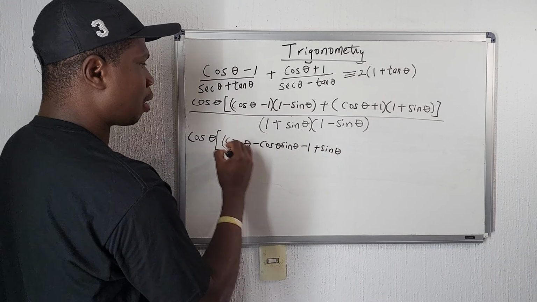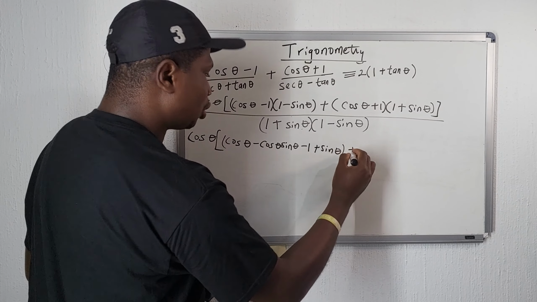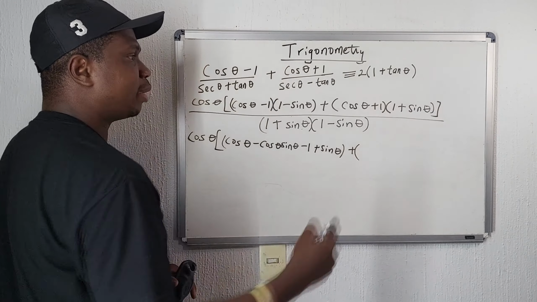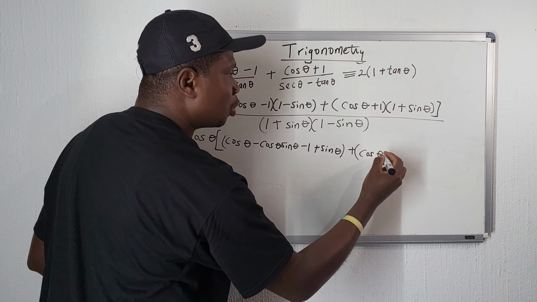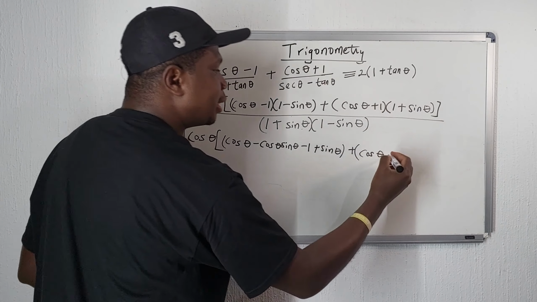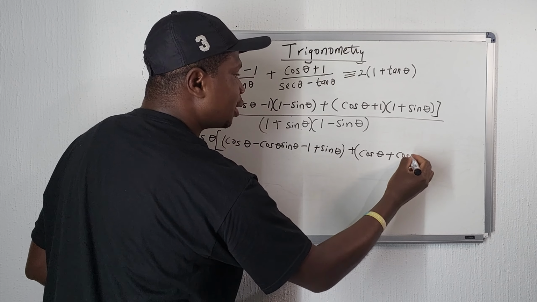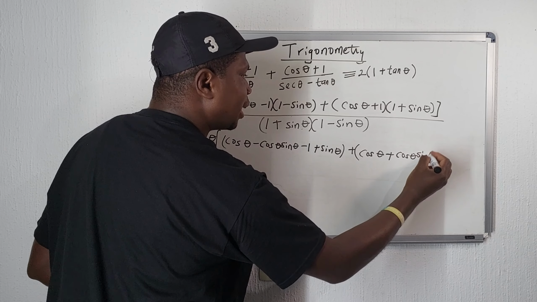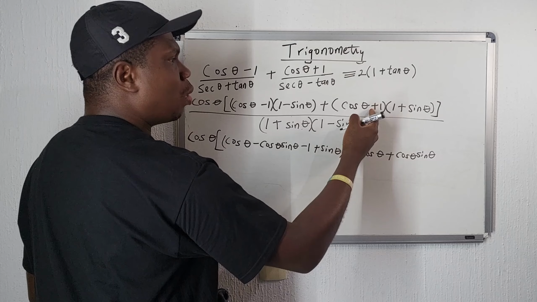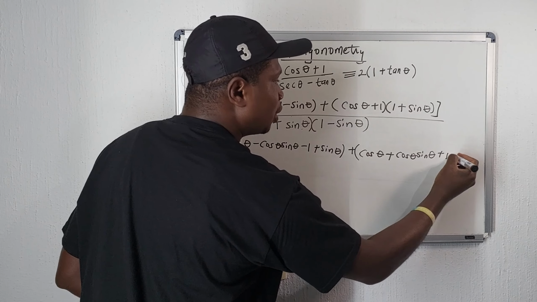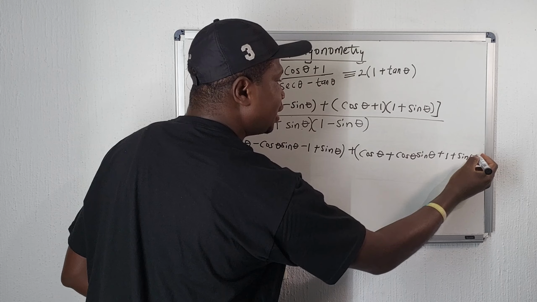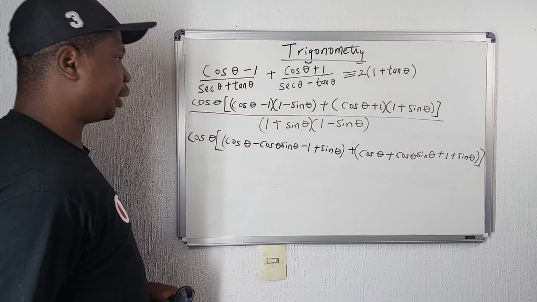Now, plus, let's open this bracket too. Cos theta times 1 is what? Cos theta. Cos theta times sine theta is what? Plus cos theta sine theta. Then 1 times 1 is what? Plus 1. Then 1 times sine theta is what? Plus sine theta. And close this bracket.